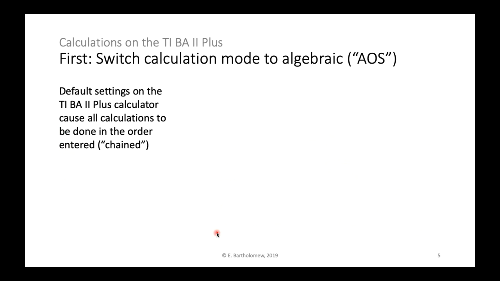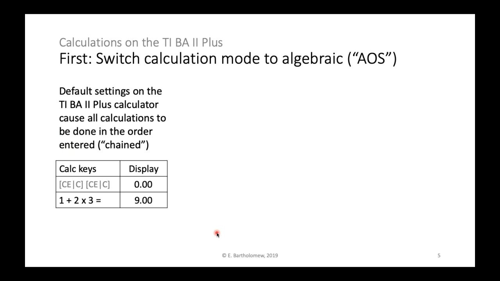So now let's look at our calculator, and we're going to need to make some changes to do this properly. The default settings on the TI BA2 Plus are such that calculations are actually done in the order entered. That's called chain mode. So if we were doing a calculation, and let's start by clearing our memory, so we do that by hitting the clear key twice, and we wanted to take 1 plus 2 times 3, and we put that into the calculator, we'd actually get 9. And so what the calculator is doing is it's adding 1 and 2, and then it's multiplying it by 3. So it's chaining these in the order that they're entered.